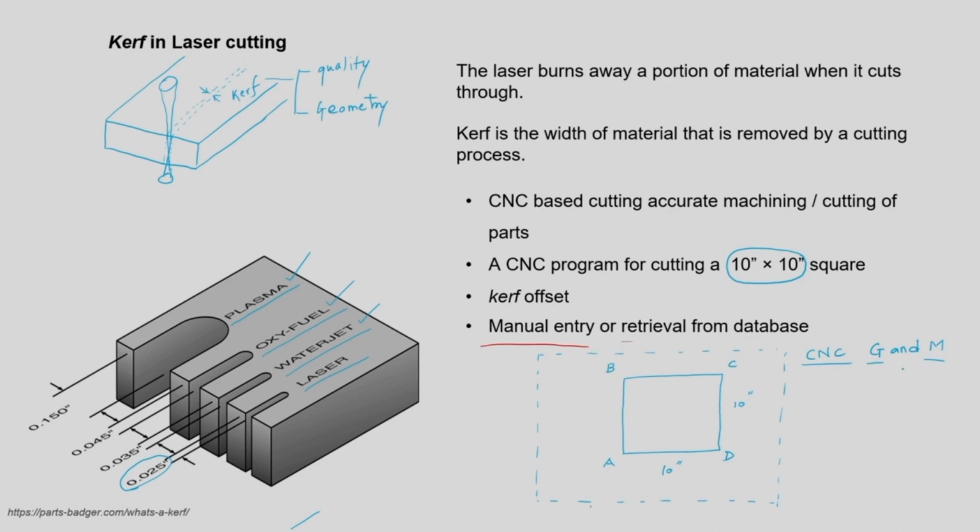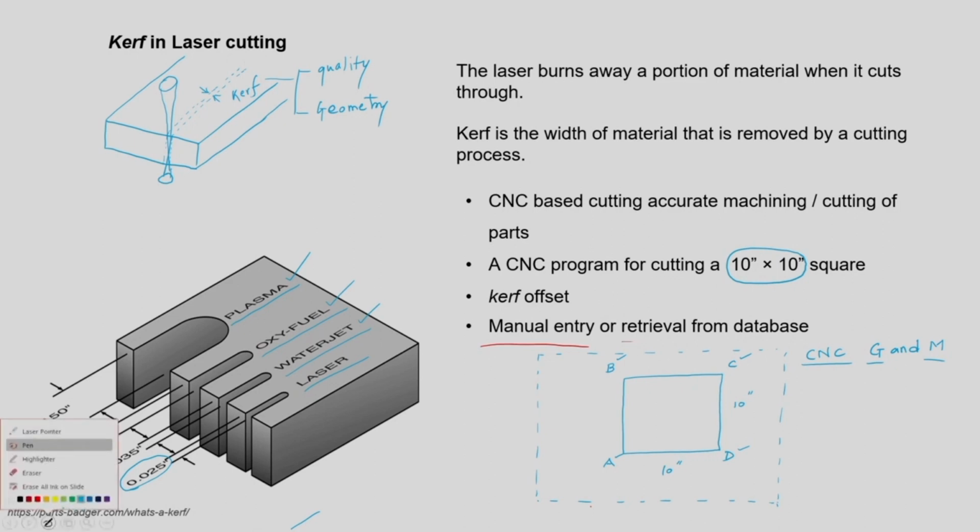To generate G and M code, we have to program the corners of this square: the coordinates of A to be given, coordinates of B to be given, C and D. The CNC will generate the part program and it will use it for further cutting.